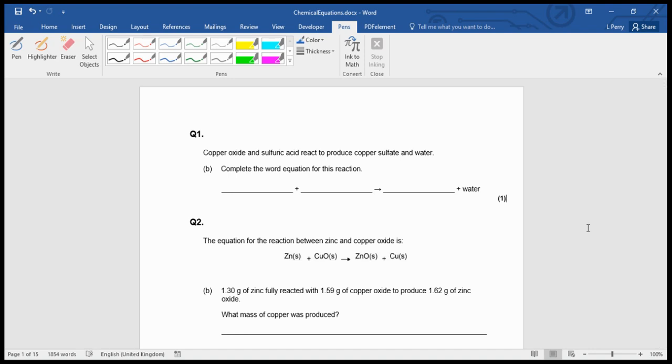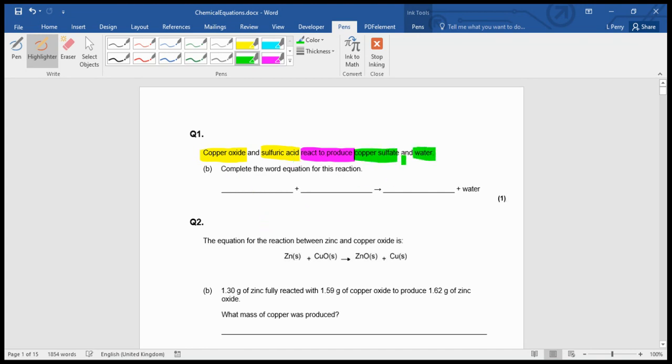Chemical equations are extremely important in any topic in chemistry, which means they can come up in any part of a chemistry exam paper. So we'll just look at a few so people can get used to reading them, understanding them, and completing them. So the first question says, copper oxide and sulfuric acid react to produce copper sulfate and water.